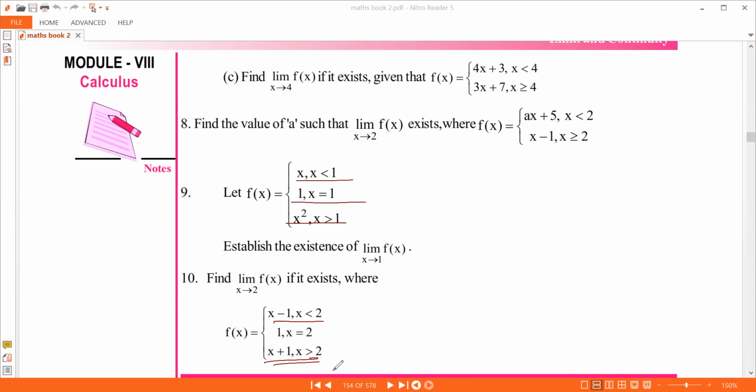So please do these two as homework. These two as homework. So with that, this exercise is over.